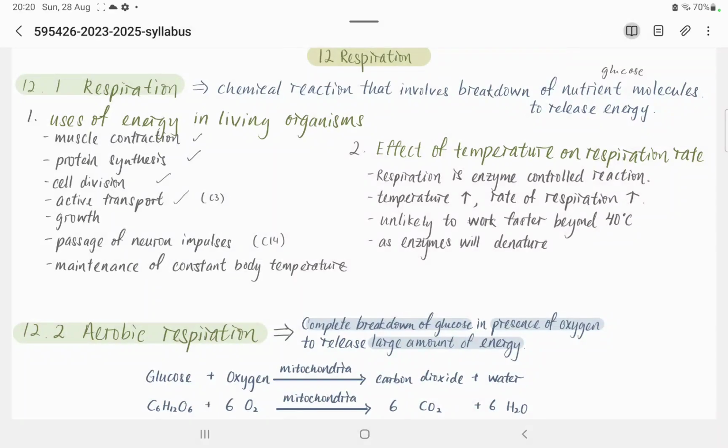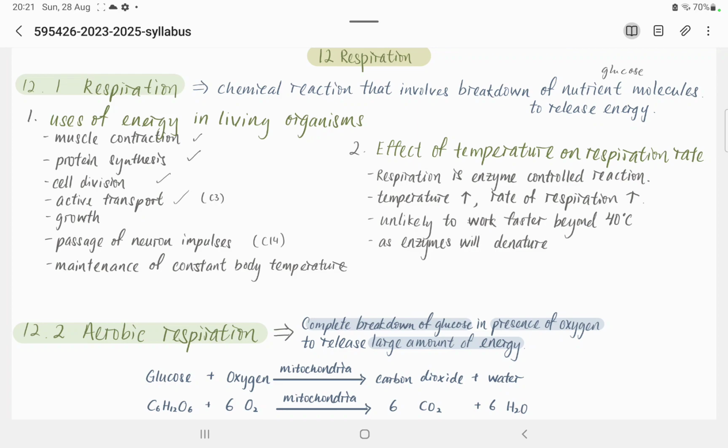So this will be chapter 12. For chapter 12, respiration, you have 3 subtopics. The first subtopic is respiration itself.